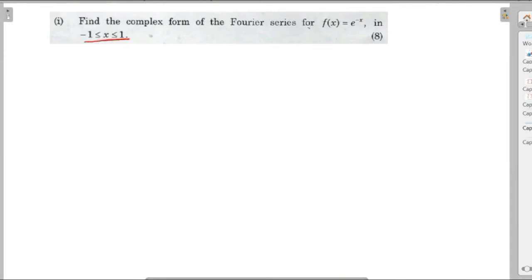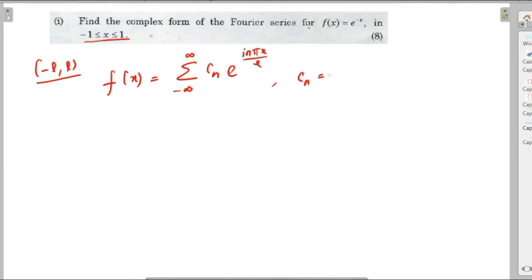I have already given the formula earlier, for the interval minus L to plus L. I'm going to apply f of x equal to summation from minus infinity to plus infinity of cn e power i n pi x divided by L, where cn is nothing but 1 by 2L integral from minus L to plus L of f of x e power minus i n pi x by L into dx.